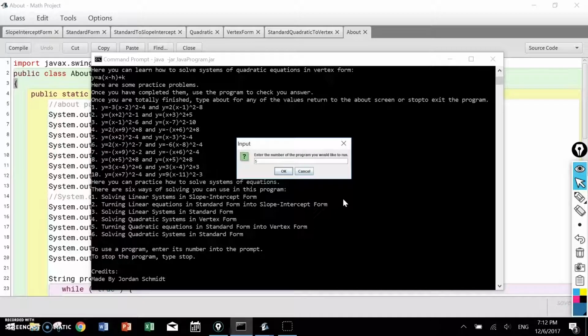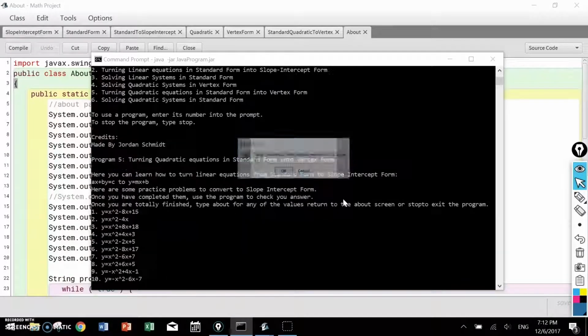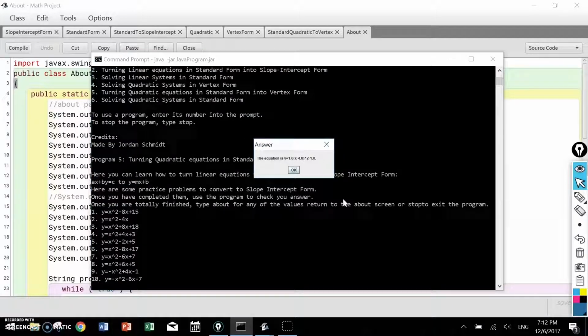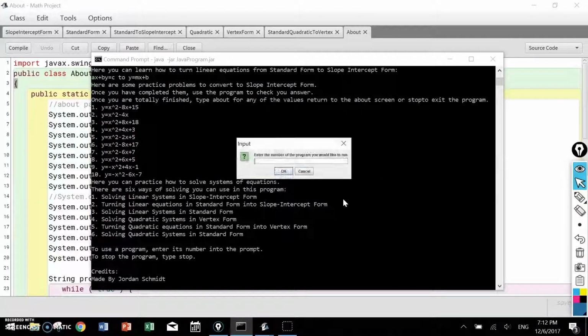And there's number 5, which is turning quadratic equations in standard form into vertex form. Okay, so here we go. The a value is 1, the b value negative 8, and the c value 15. So here would be the vertex form equation. Back to About once again.